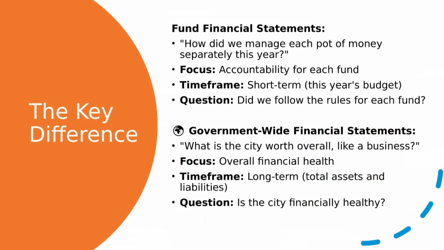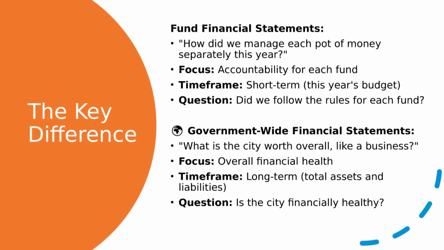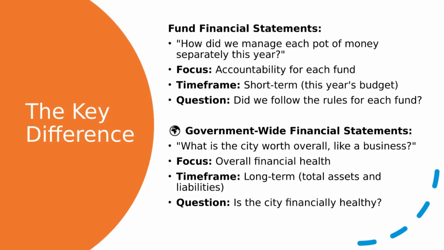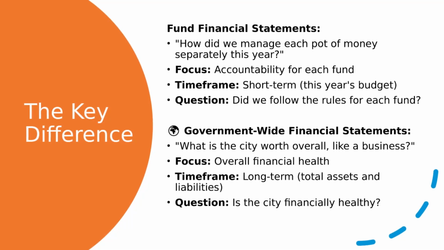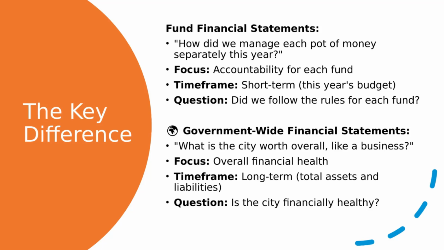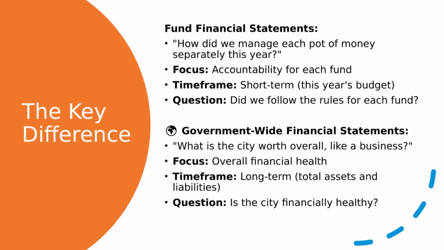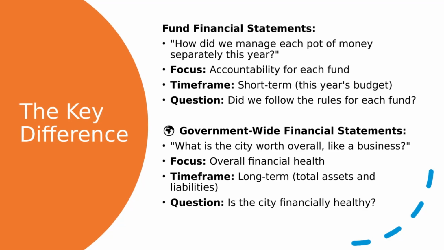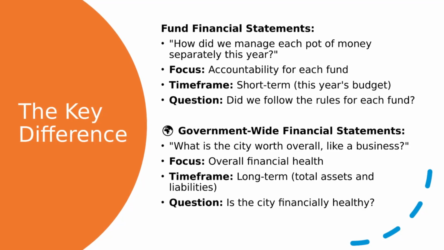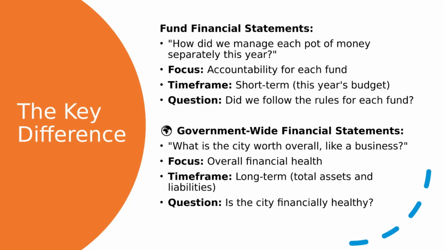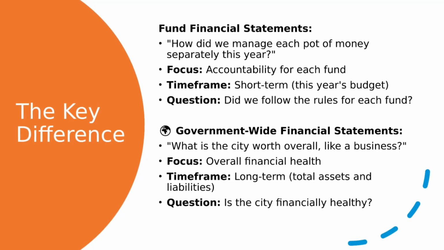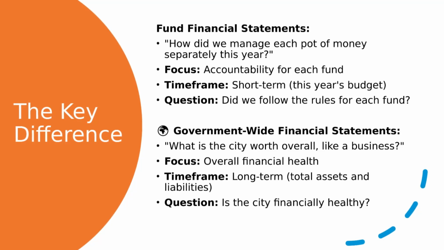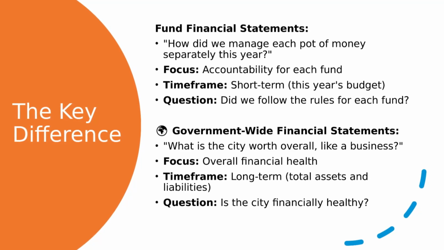So what's the key difference between these two types of statements? Fund financial statements focus on how each fund was managed during the year, almost like checking if you followed your envelope budgets. The emphasis is on short-term accountability. Did we follow the rules for each pot of money? In contrast, government-wide financial statements look at the city's overall worth and long-term health, much like a business's total assets and debts. The big question here is: is the city financially healthy overall?